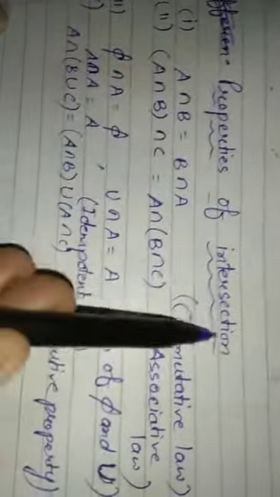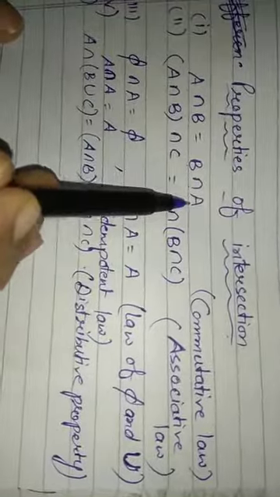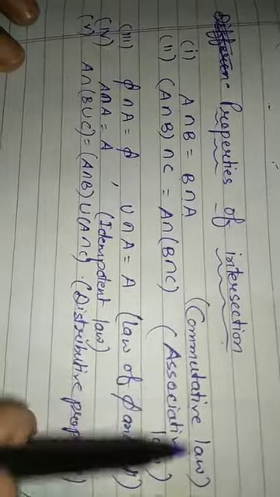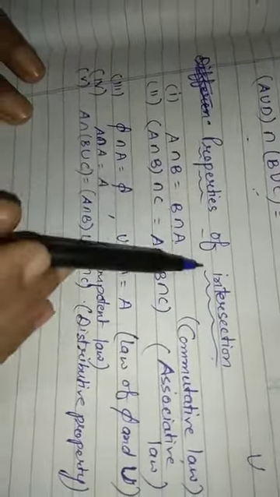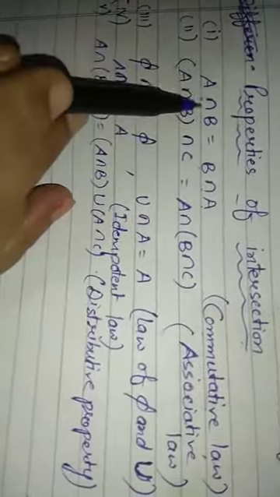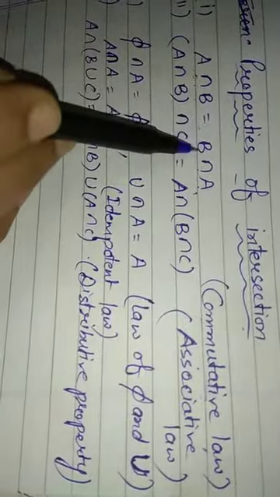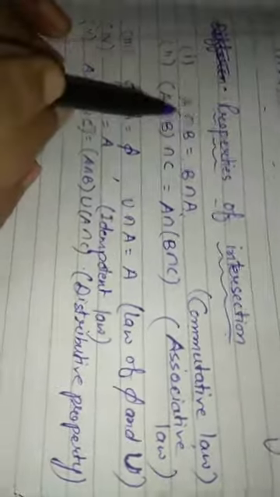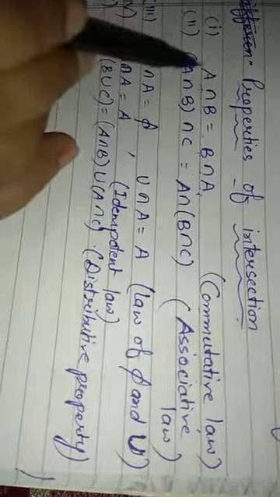Now, properties of intersection. A intersection B is equal to B intersection A. Similar to union, commutative law, you read in commutative law. Similarly here, properties of intersection means A intersection B is equal to B intersection A. You can solve this by using A intersection B is equal to B intersection A. You can take any example for solving these.